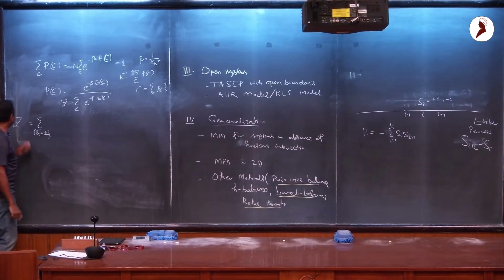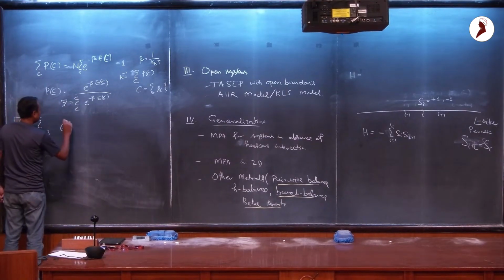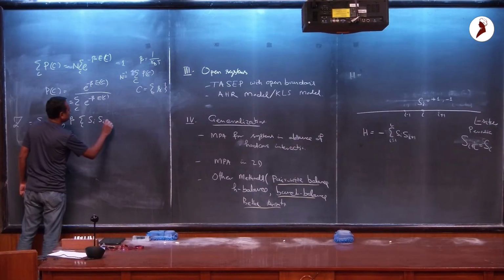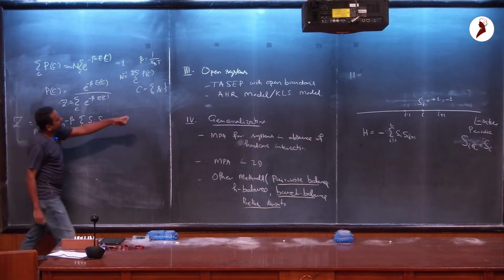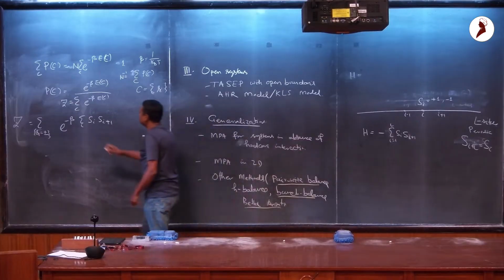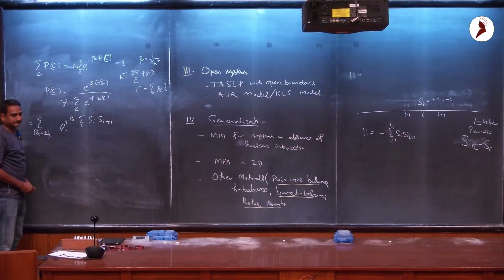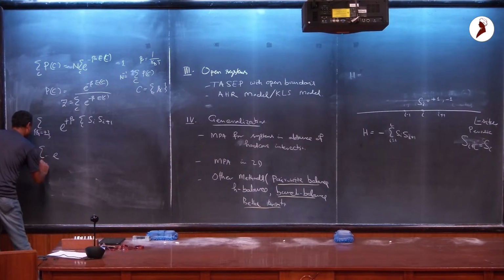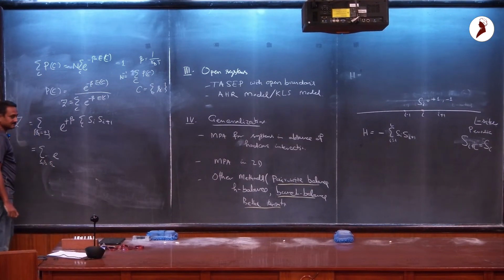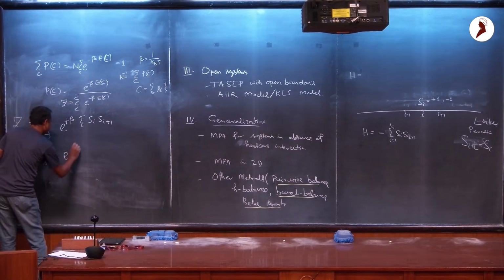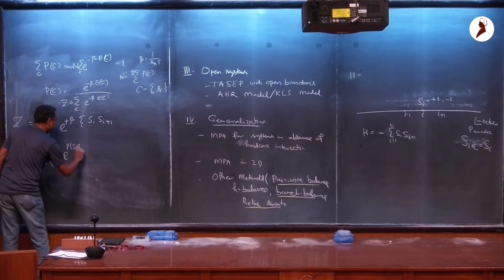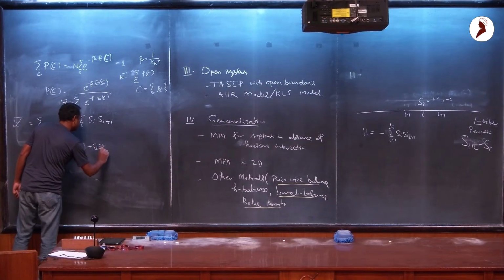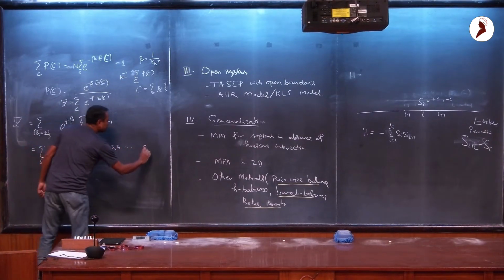And then e to the power minus beta E, where the Hamiltonian itself has a minus sign, so this will be e to the power plus beta times the sum over I of Si Si plus 1. So this can be written as the summation over S1, S2, up to SL, of e to the power beta times (S1 S2 plus S2 S3 plus S3 S4 plus and so on, and the last one is SL S1).